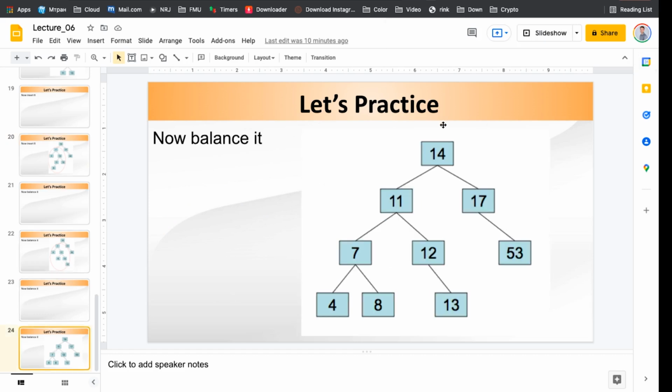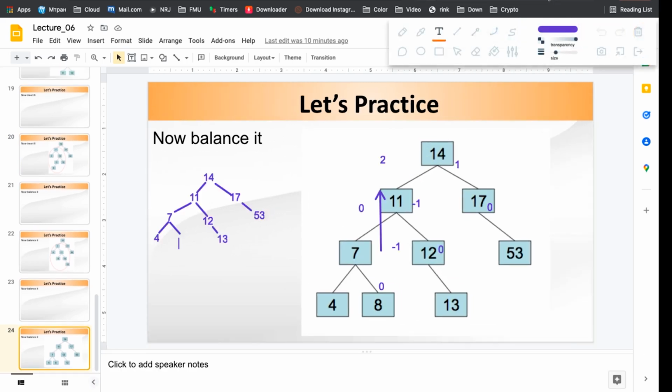Now if I take a look at this tree, I try to calculate the balance factors for each one. Let's see. We have 0 here, 0, 0, 0, 1, 0, 0, right? So 2 on the right, 2 on the left, 1 here, and 2 on the right, 1, 2, 3 on the left, negative 1, right? Perfect. Now this tree is balanced.